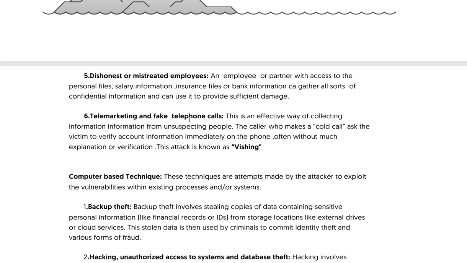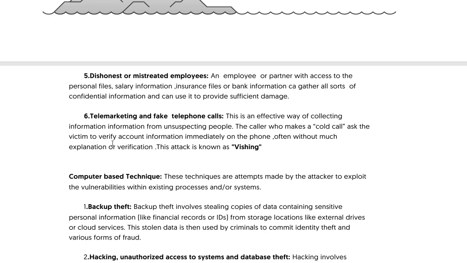So next, telemarketing and fake telephone calls is one of the most effective ways of collecting information. As we were listening, when we call somebody, we get an alert message saying that if somebody is calling from that company, or they are asking you for money, we are not supposed to respond to them. So that is fake telephone calls. It is one of the effective ways of collecting information from unsuspecting people. The caller, we call it a cold call, asks the victim to verify the account information immediately on the phone, even without much explanation or verification.